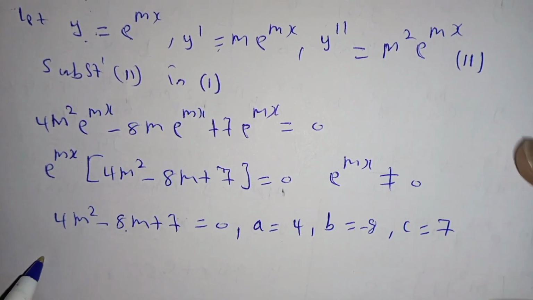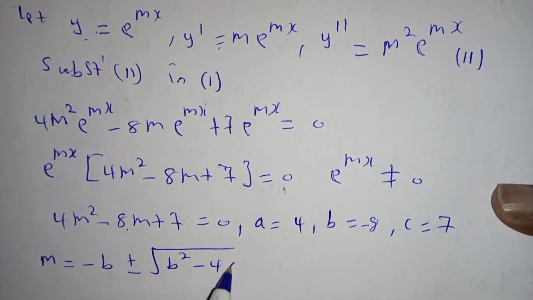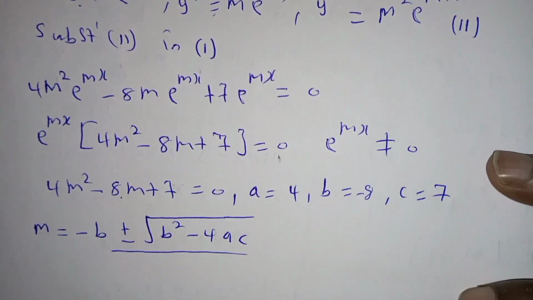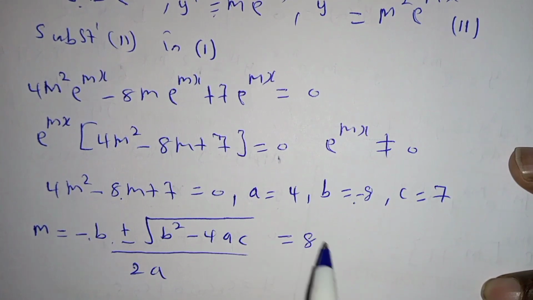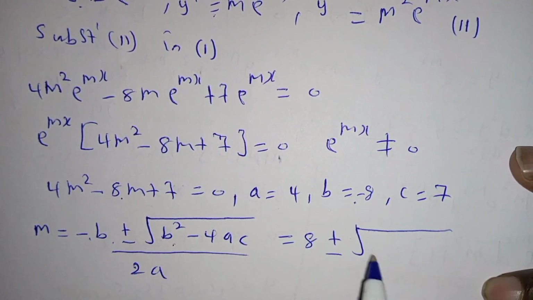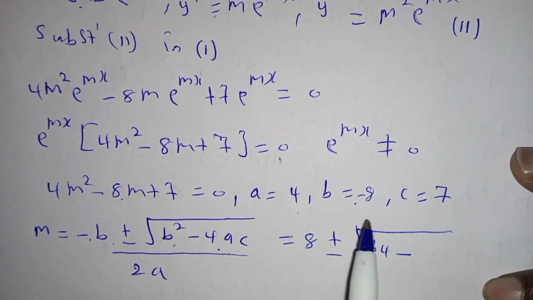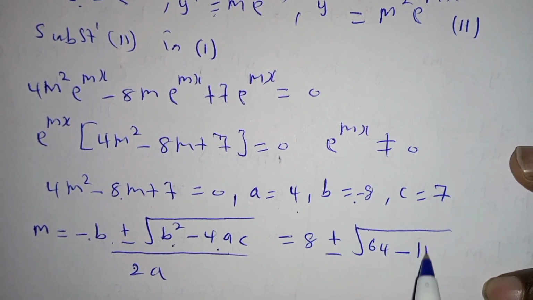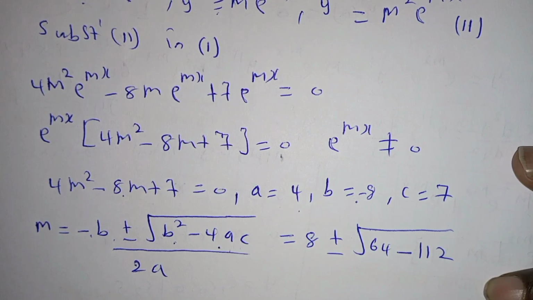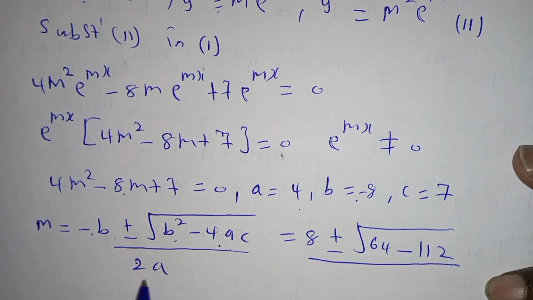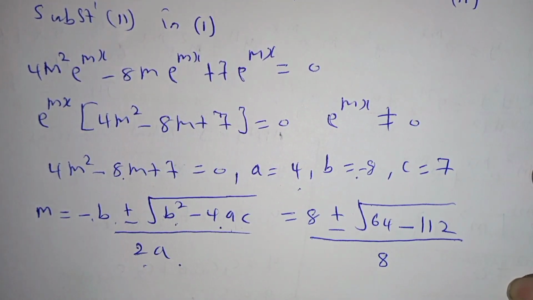So we shall apply the quadratic formula, which says that m is equal to minus b plus or minus the square root of b squared minus 4ac, divided by 2a. Then we substitute. Because b is negative, it will be 8 plus or minus the square root of 64 minus 4 times 4 times 7, which is 112, divided by 2 times a, which gives you 8.